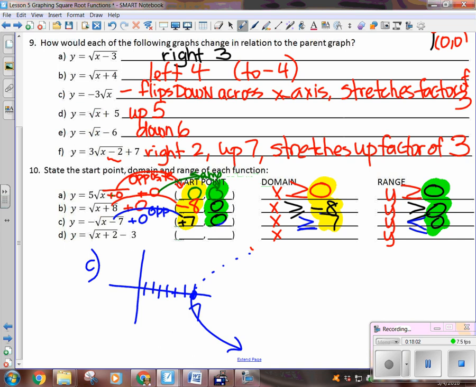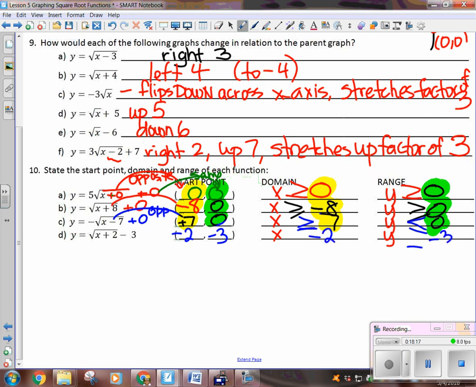Last one, what happens? Negative 2, negative 3. So you kind of know where it starts. Negative 2, negative 3. Anybody know what number I'm going to have with my domain? And what about my range? We know it's going to be equal. We just don't know if it's greater than or less than, do we? Or do we? Okay, I'm going to imagine.